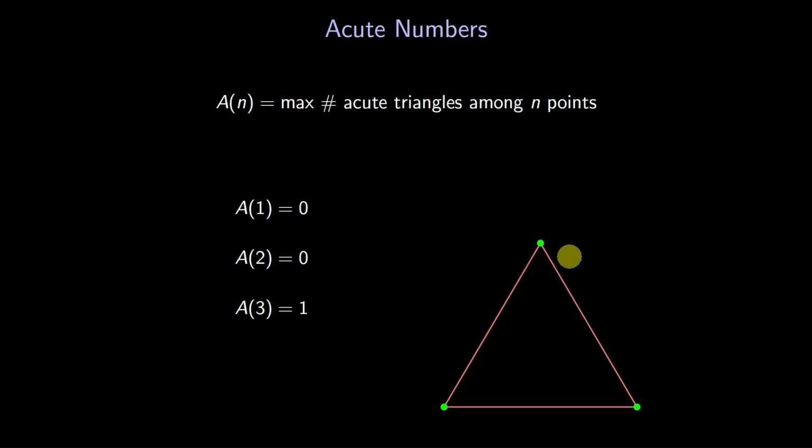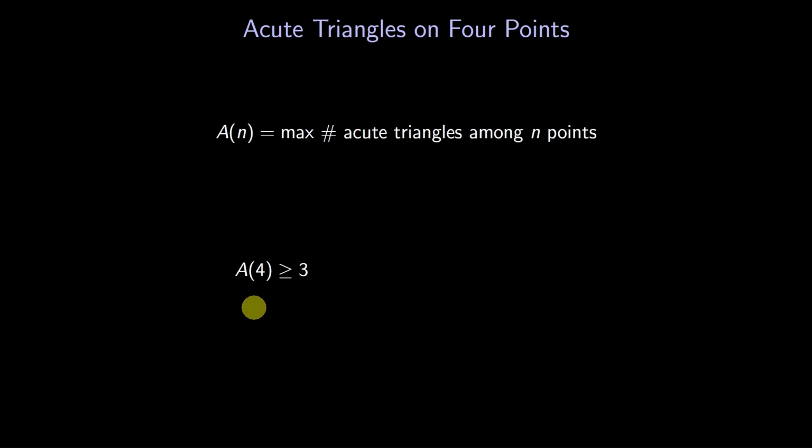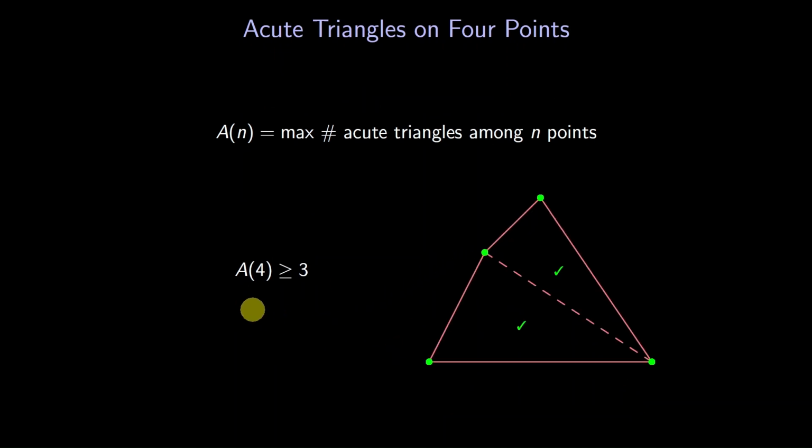Just take 3 points that form an acute triangle. What about 4 points? The 4 points here have 3 acute triangles on them. So A of 4 is at least 3. Let's show that A of 4 is at most 3.